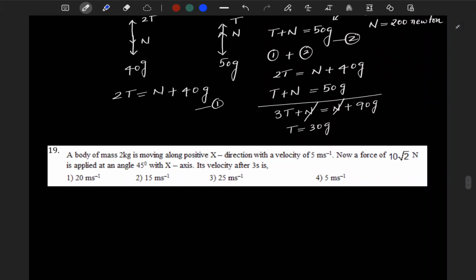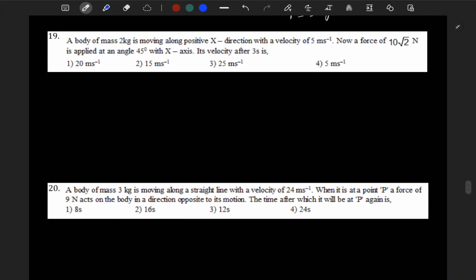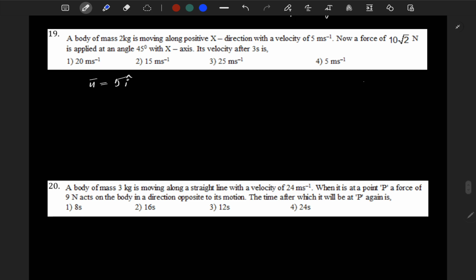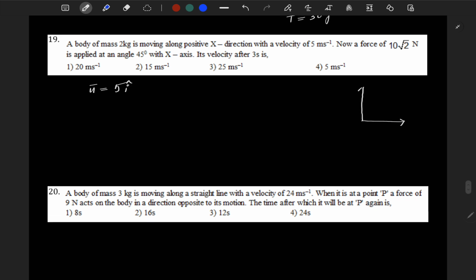Let's take a look at the next question, which is question number 19. A body of mass 2 kg is moving along the positive x direction with a velocity of 5 meter per second. So 5 i cap is the initial velocity, U bar. Now a force of 10√2 Newton is applied at an angle of 45 degrees with the x-axis.